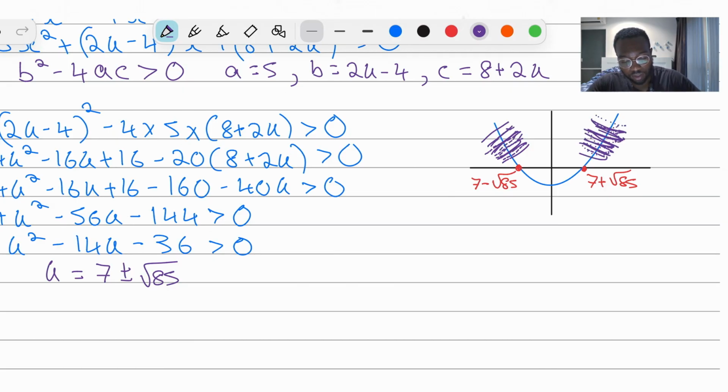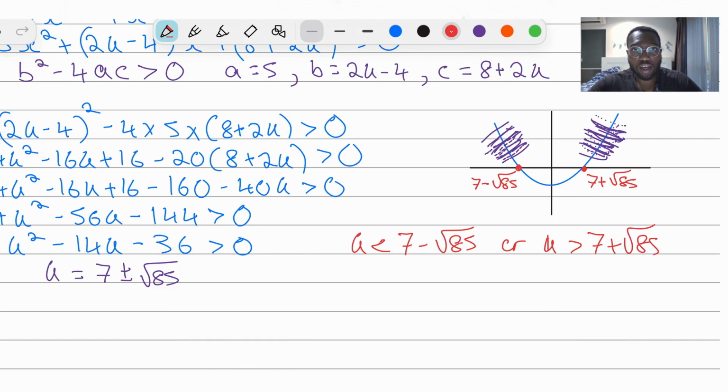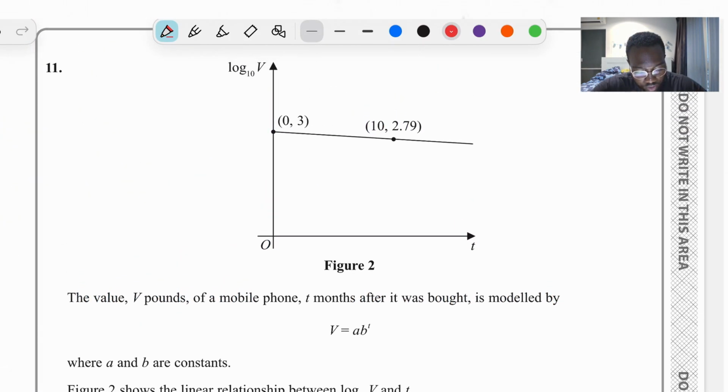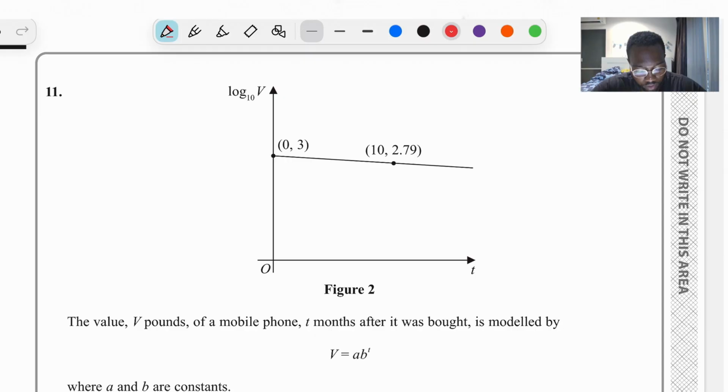So therefore, our answer, as we can see, what's the range of values? Well, the range of values is when k is going to be less than 7 minus the square root of 85, or when k is going to be greater than 7 plus the square root of 85. So for this next question, we have this graph here.